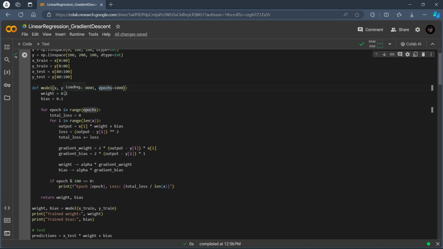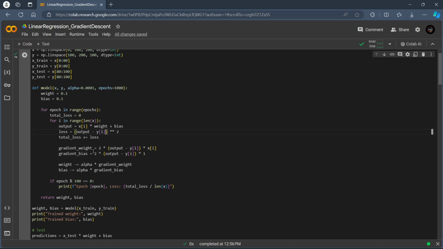Initially, I have set the weights and bias to 0.1, and I have initialized the epoch, and then I have been utilizing the total loss to demonstrate at the end of each epoch how much loss is computed. Here you can see the output is nothing but m into x plus c, which is our actual linear regression equation. And this loss is the error function, which is nothing but output minus y of i, which is the actual output, and it is powered to 2.